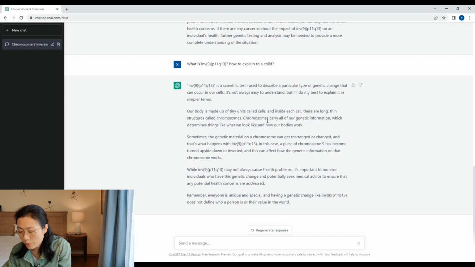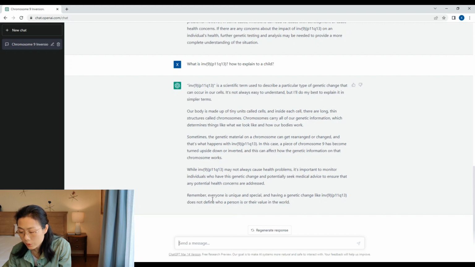What do chromosomes carry? And then what can happen when a chromosome is rearranged. In this case, a piece of chromosome 9 has become turned upside down or inverted, and this can affect how the genetic information on that chromosome works. And it says, while it may not always cause health problems, it's important to monitor individuals who have the genetic change and potentially seek medical advice to ensure that any potential health concerns are addressed.